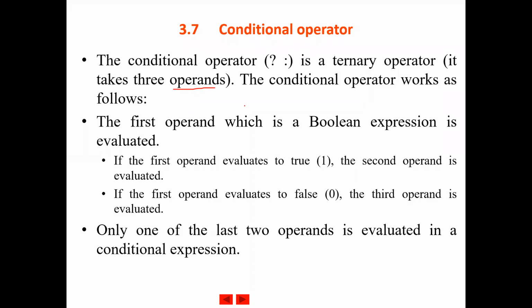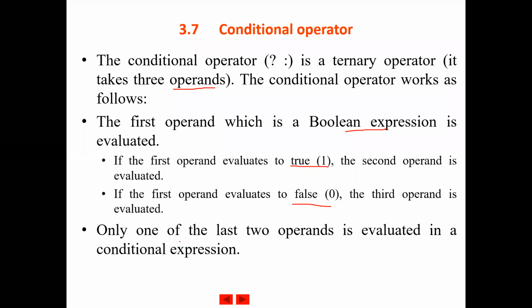So this operator is given as a separate classification. The conditional operator works as follows. Among the 3 operands, the first operand will be in the form of a Boolean expression, and it is evaluated first. Depending upon that evaluation, if the first operand evaluates to true or 1, then the second operand is evaluated. If the first operand evaluates to false, then the third operand is evaluated.